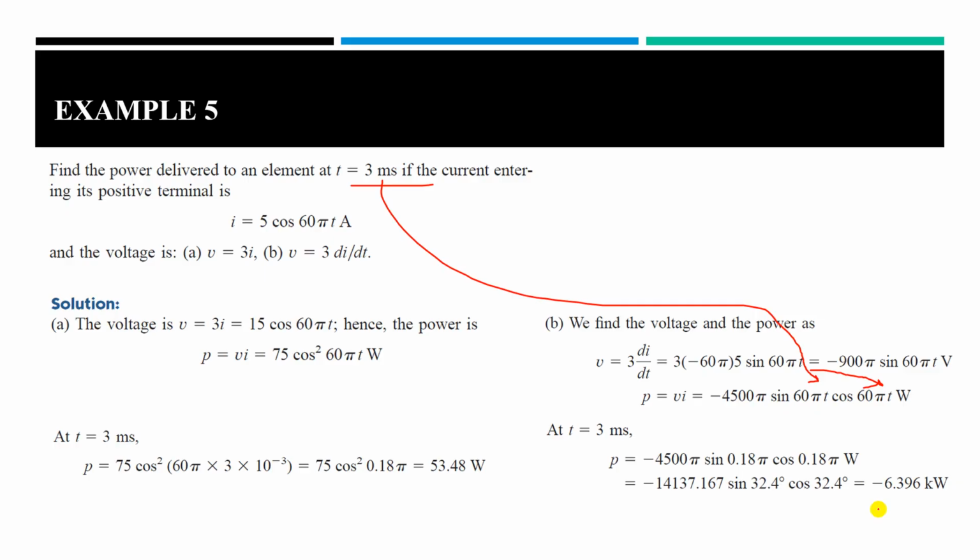Okay, so what does this mean? It means that in this case, it is positive, so this element is consuming electrical power. And since here in this case P equals negative 6.396, it means that it is supplying electrical power. Okay.